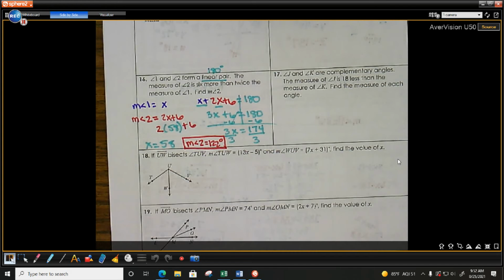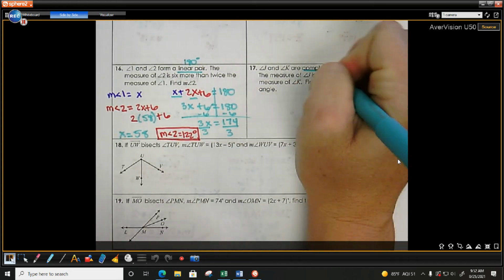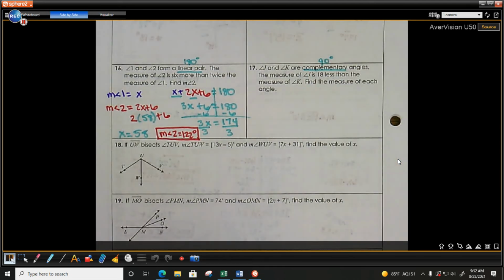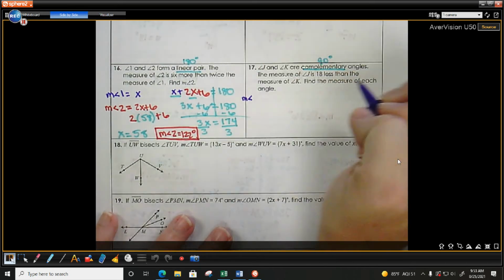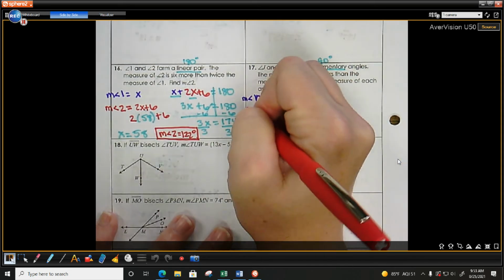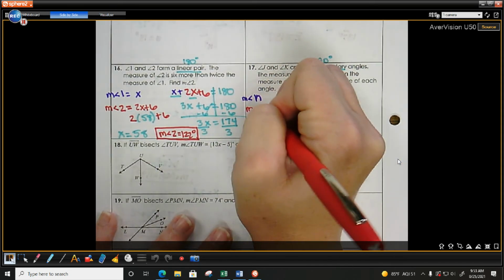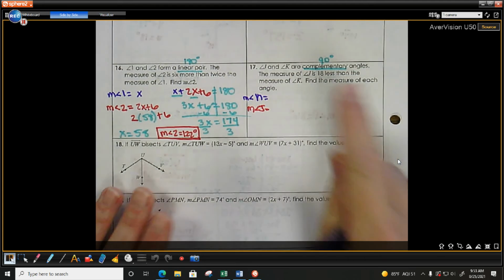Okay, 17. J and K are complementary. What does complementary mean? So they are 90 degrees. That's the sum of their angles. The measure of angle J is 18 less than the measure of angle K. So it doesn't actually tell me the measure of angle K and the measure of angle J. So I need to write it out. So it tells me J is 18 less than the measure of K.